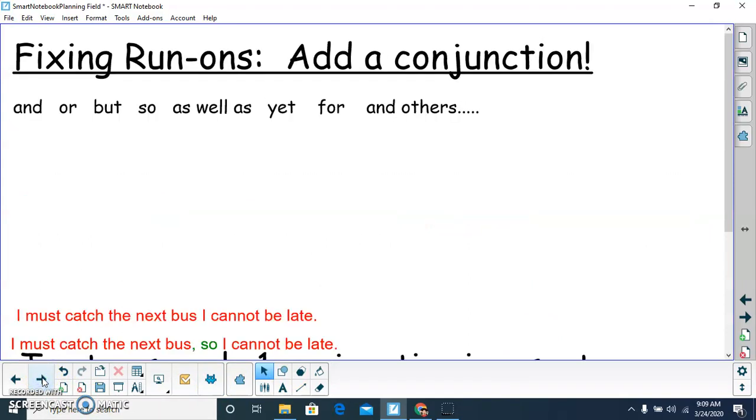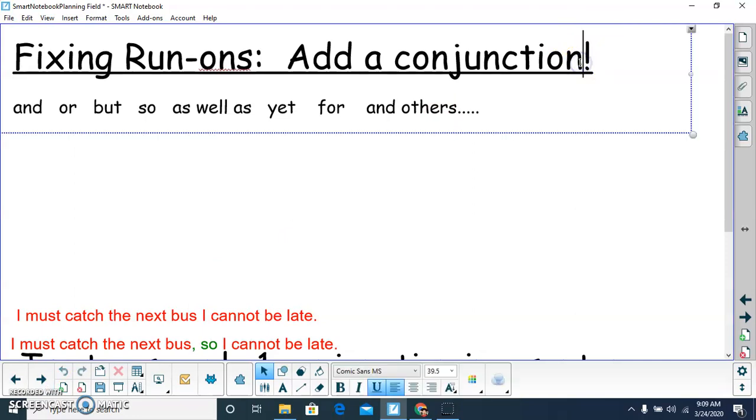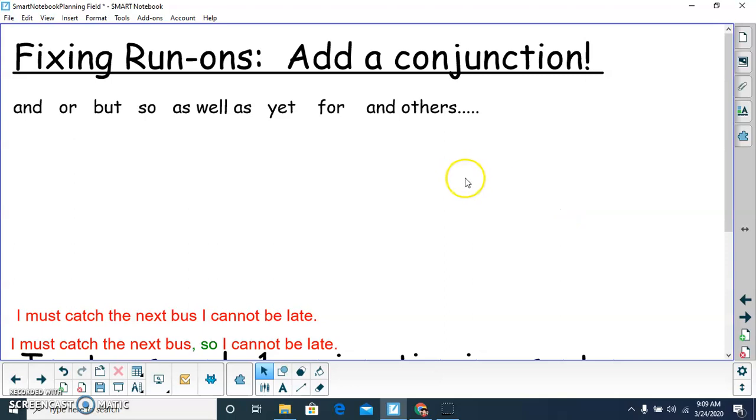Then there's the whole issue of run-ons. Run-on sentences are when there's just too much information. A great way to fix it is to add a conjunction. So one strategy is to add a conjunction. Usually we go with simple ones like and, or, but, so, as well as, yet, for. But there are others like because, also, if, then.